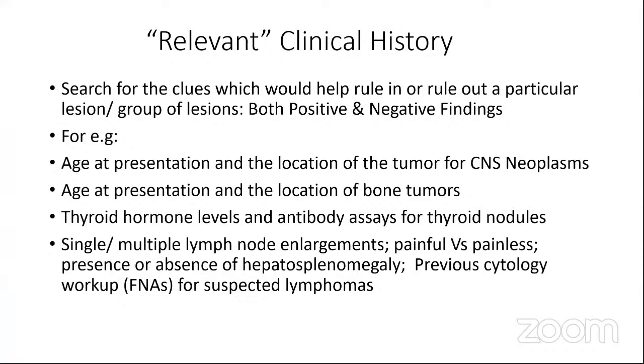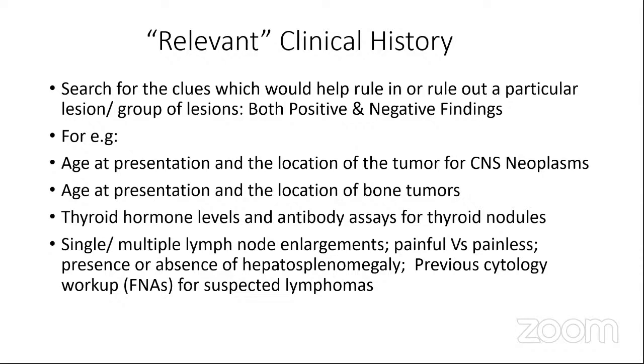In the case of bone tumors, the age at presentation and the location of the tumor would be extremely important. In fact, it is said that you should not try to evaluate any bone tumor without having a look at the radiology. For thyroid nodules, the functionality of the thyroid in terms of thyroid hormone levels and antibody assays may give you some hints whether you're probably going to look at a functional thyroid lesion or a disease or a neoplastic lesion.